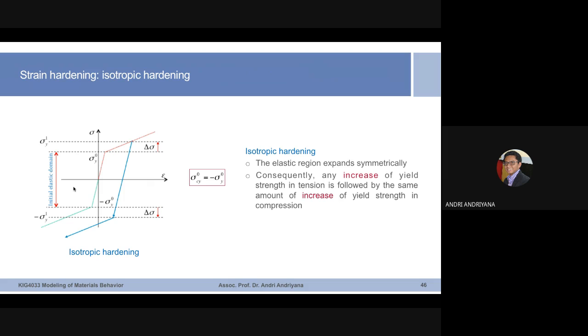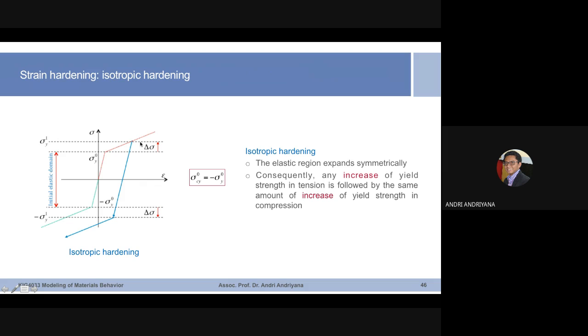Once you impose stress higher than the initial yield strength, for instance, if you put it here, you alter the microstructure, you deform it plastically. So the yield strength of the materials will change and now become sigma yield 1, which is this one. In the case of isotropic hardening, the yield strength in compression will change from minus sigma y0 to minus sigma y1. So it remains symmetric.